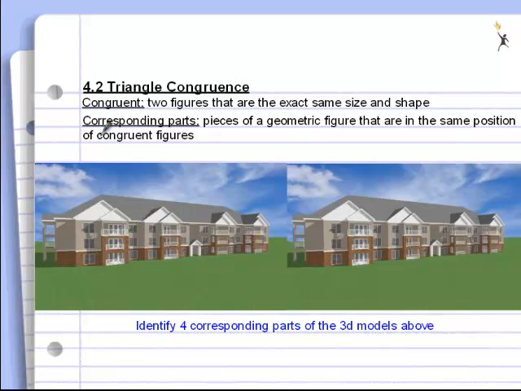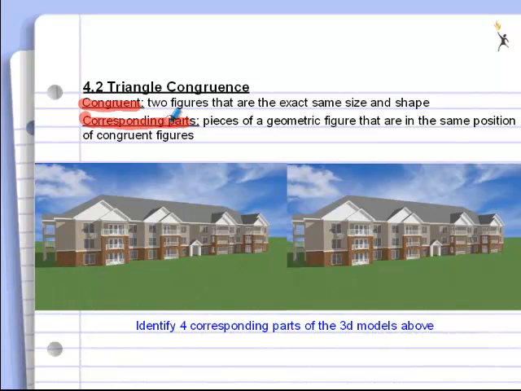All right. Since we just got done talking about different parts of triangles, like angles and their sums, now we're going to talk about congruency. Congruent means two figures that are the exact same size and shape. Everything about them is the exact same. If we look at these two pictures, they are congruent. It's literally the exact same picture mirrored over.